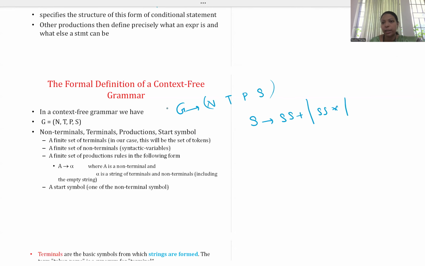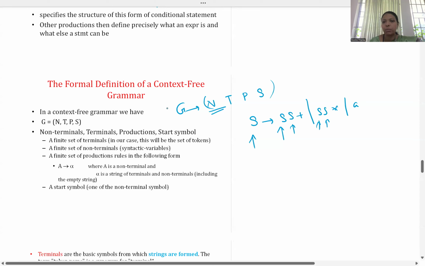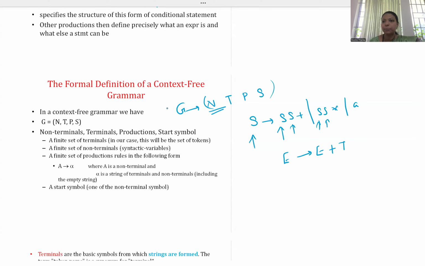First one is non-terminal. Who are all the non-terminals here? Yes, this S is a non-terminal. All these S are non-terminals. For example, if I say E equal to E plus T, and then I say T equal to T into F, I'm writing a context-free grammar like this. So here, who are all the non-terminals? This E and this T are all non-terminals.